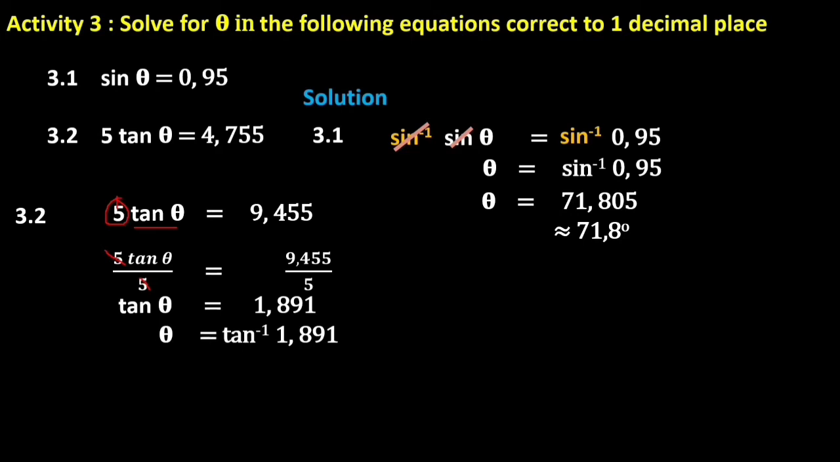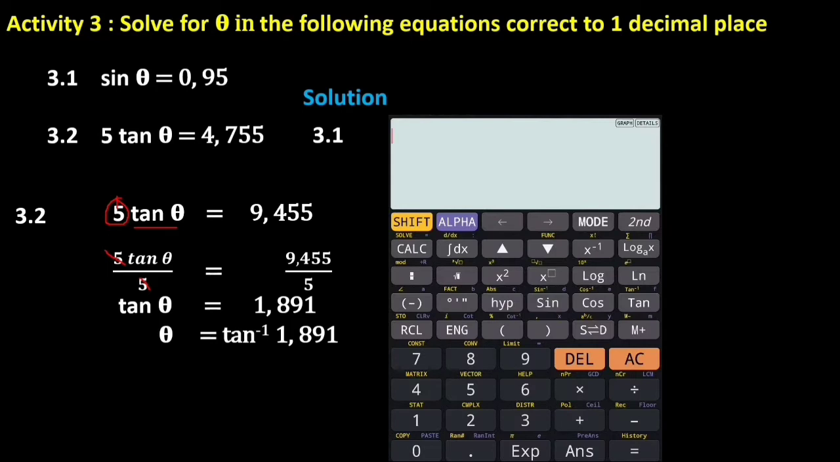Again, on the calculator, press second function or shift and then press tan. On some calculators it's the shift button, on some calculators the second function button. So you're going to press shift tan 1,891, and the calculator will give you a result of 62,129, which becomes 62,1 degrees.